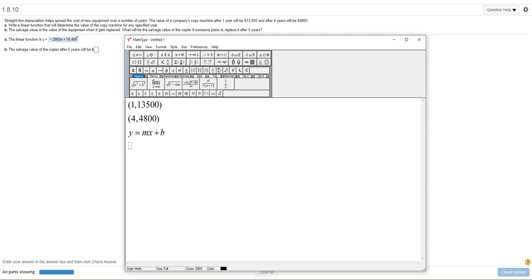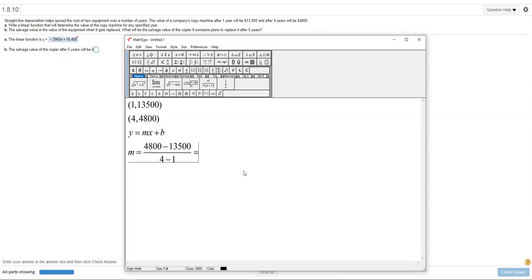Right, so let's go ahead and find m first. I know that the equation for slope is y2 minus y1 over x2 minus x1. So second y value, or the final output, which is 4,800, minus the initial output, which is 13,500, over, and then the final input, which is 4, minus the initial input, which is 1. Right, so I've got that.